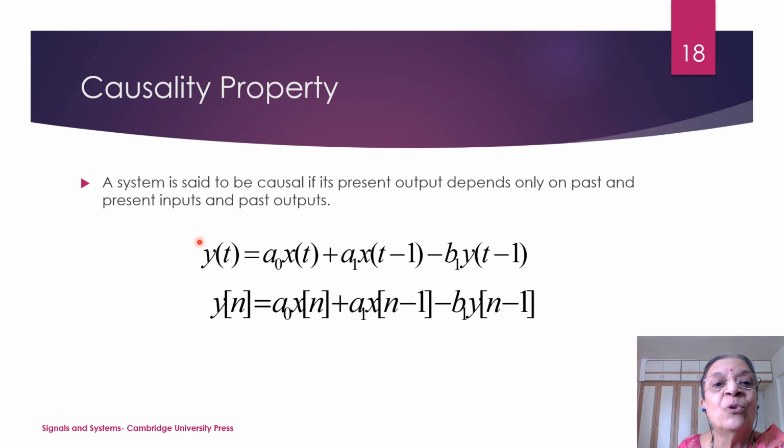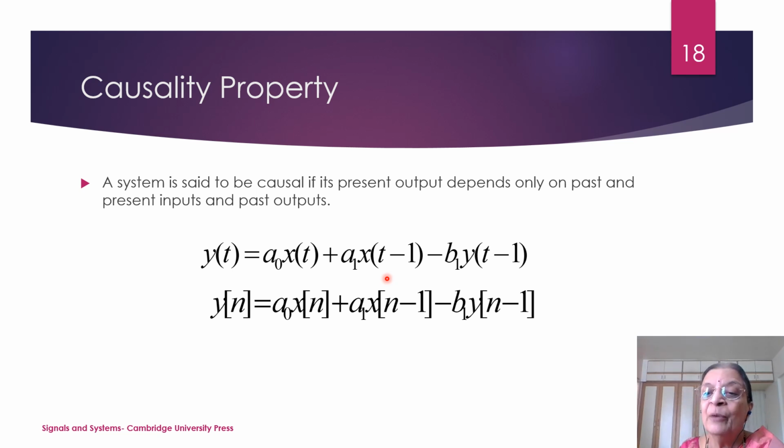Let's consider what is the causality property. Our system, our human being body, is causal because we learn from the past. So we go on learning. As we grow up, we go on learning. So we learn from the past. But our current output does not depend on the future inputs. Our output depends on the current and previous inputs, or the previous outputs also it can depend. But it will never depend on the future inputs. That is called a causal system.